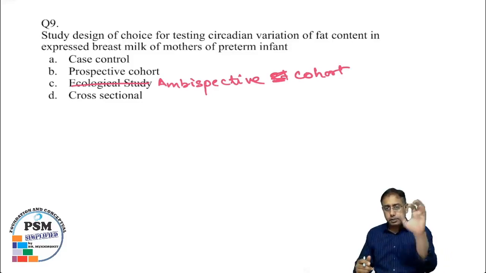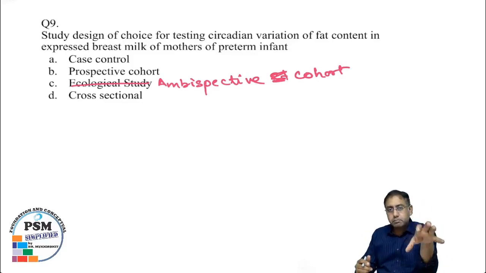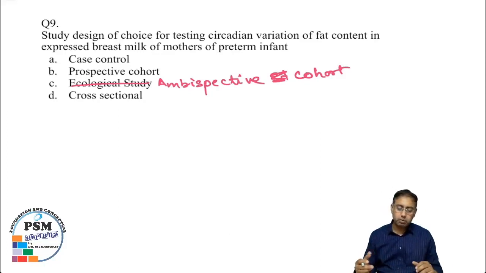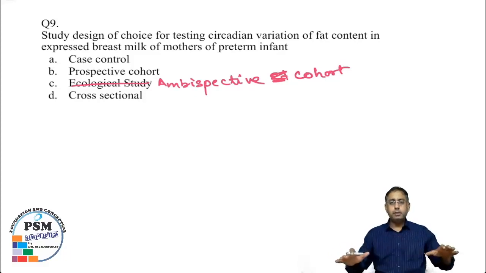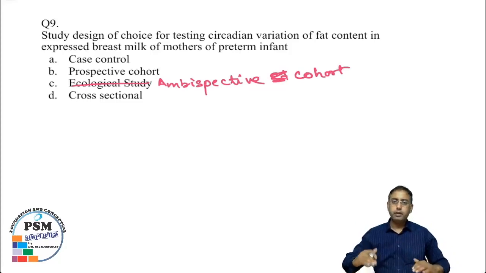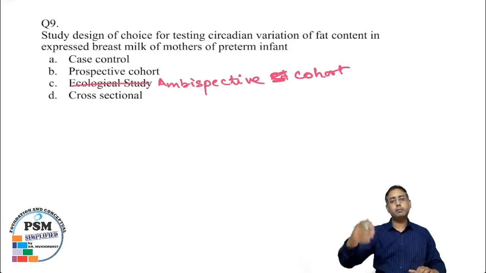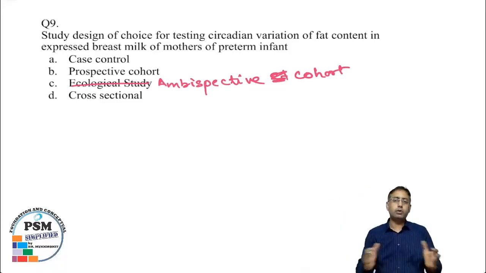two school of thoughts. Some students were getting confused that why is it not cross sectional, why is it cohort, ambispective or prospective. See, if I want to do a cross sectional, I will take 100 females today. I will check their fat content today. I'll take another 100 females next time. I'll check their fat content. So it's like a cross section study.